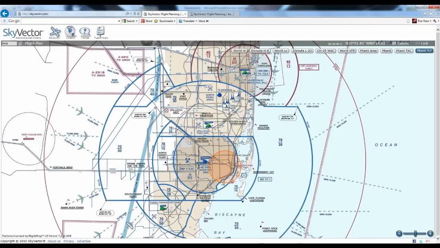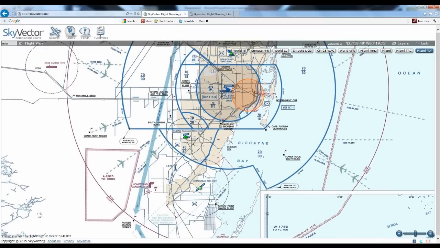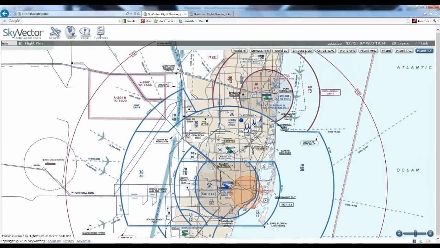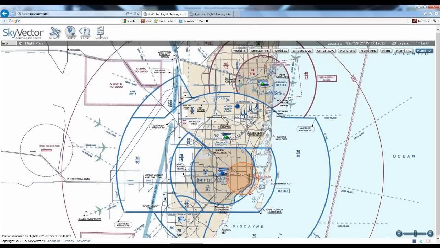But wait a minute, what is this big blue line that says below 3,000? It's got an arrow on either side. Those are VFR flyways. These are ways for VFR aircraft to get through the airspace without having to talk to air traffic control.